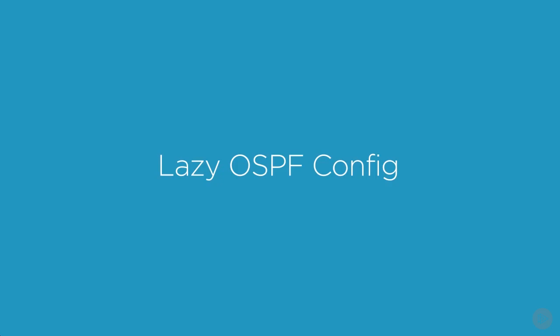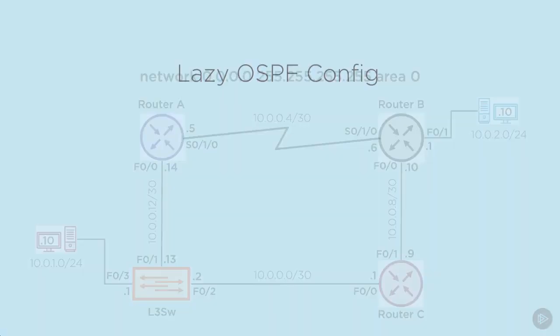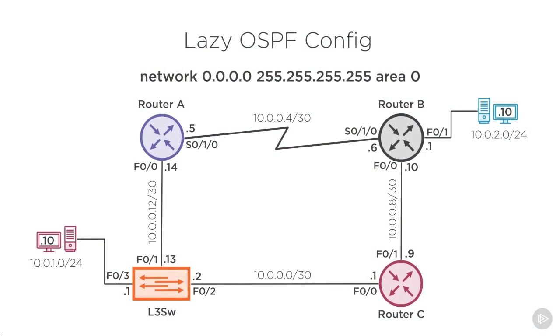What I'd like to take a look at next is what I call lazy OSPF config. Now, I'm going to shame anybody who does this. Lazy OSPF config means that your time is so valuable that you're unable to advertise each individual network on your router. Because your time is so valuable, you can only advertise it using this statement in OSPF.